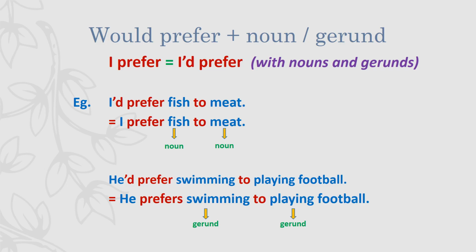What's the meaning of a gerund? It looks like a verb, but it's not a verb. It has the stem of a verb plus ing. So swimming, going, playing, all these words are called gerunds. So here in this part I say that he would prefer equals he prefers. Both are correct because I do this in case I have a noun or a gerund.